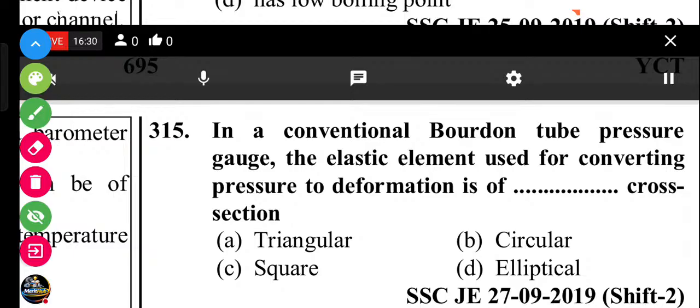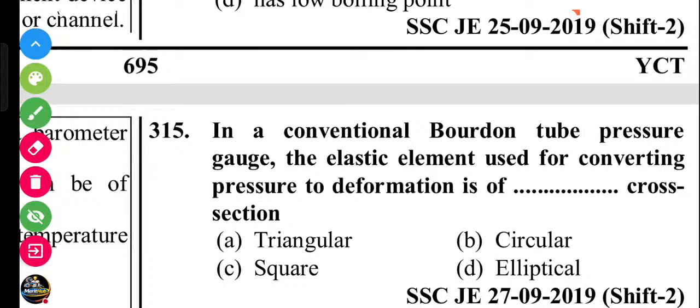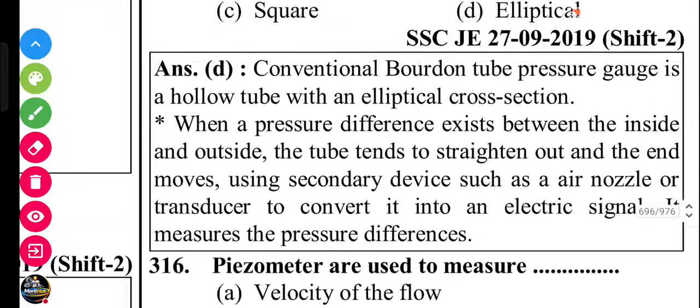Next question. In a conventional Bourdon tube pressure gauge, the elastic element used for converting pressure to deformation is of what cross section: triangular, circular, square, elliptical? I think the elliptical. Let's check the answer. Yes, it's elliptical.